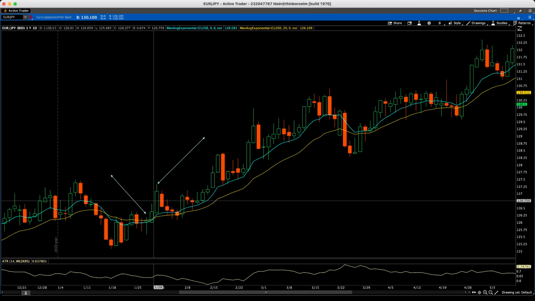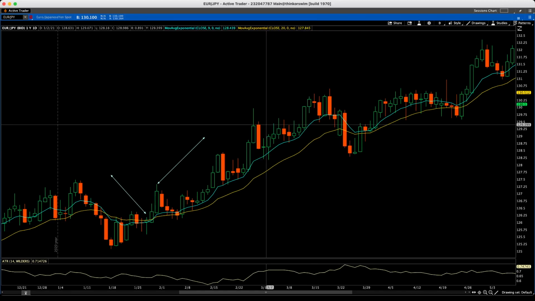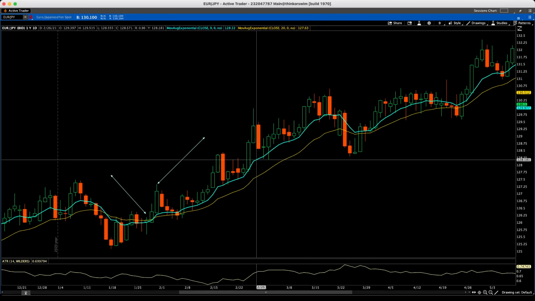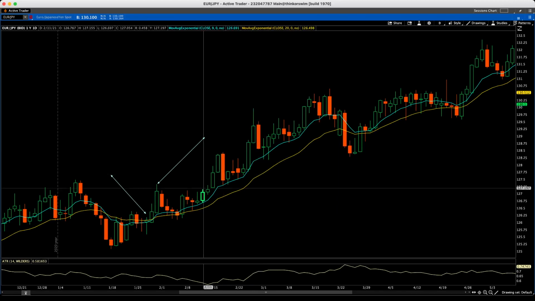But keep in mind, we took this entry in January of this year, okay? So this has the potential to be a very long-term trade. Or you can hop out of it here, you don't have to wait until it crosses back below. You can take your profit anytime you want.